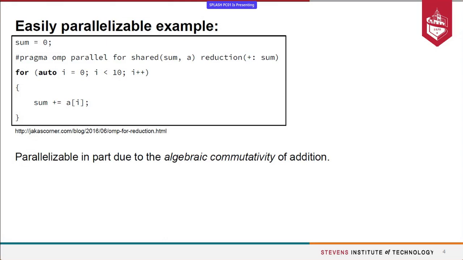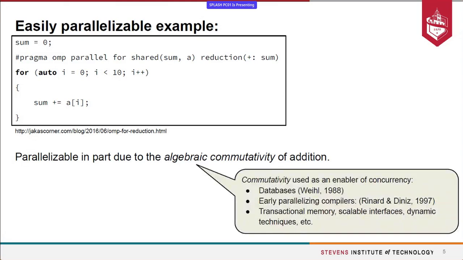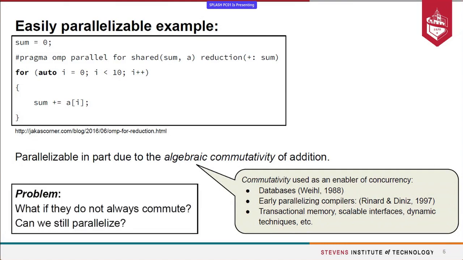And we'd like to focus on the commutativity aspect because it's well known to be an enabler of concurrency. And this goes back to work in databases and previous work in parallelizing compilers. But the problem we're looking at is, what if the operations that we would like to parallelize don't always commute? Is there anything we can do in that case?